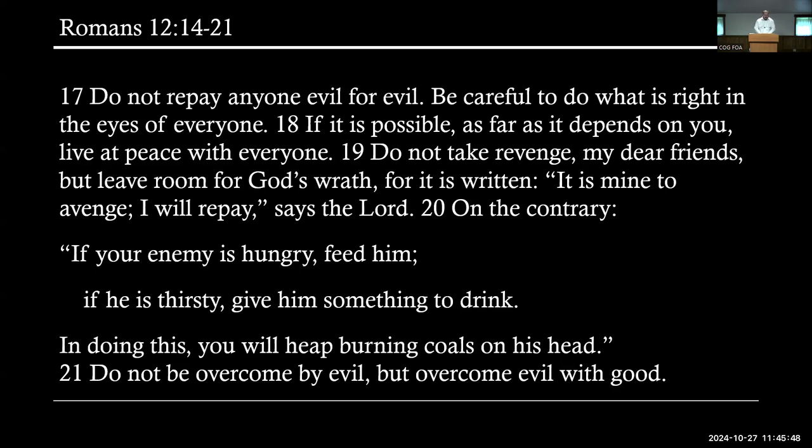Do not take revenge, my dear friends, but leave room for God's wrath. For it is written, it is mine to avenge, I will repay, says the Lord. With all of that in mind, he continues on. He says, on the contrary, if your enemy is hungry, feed him. If he is thirsty, give him something to drink. In doing this, you will heap burning coals on his head. Do not be overcome by evil, but overcome evil with good.